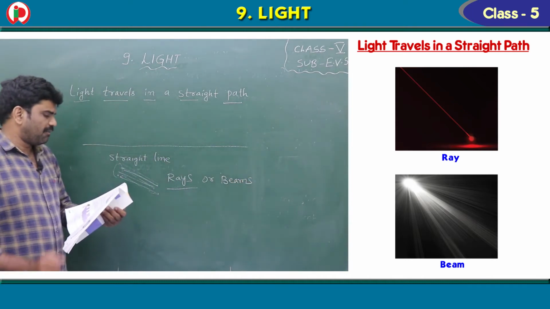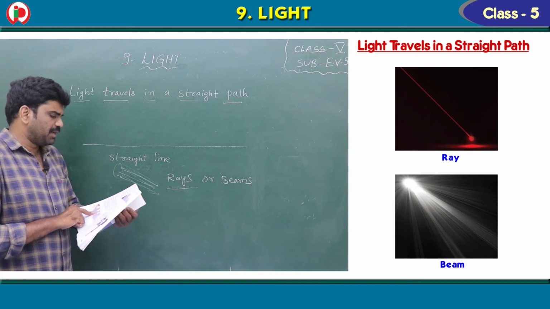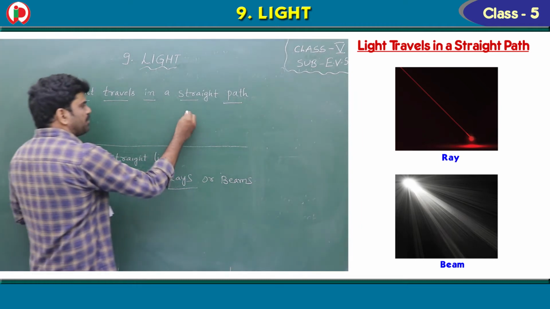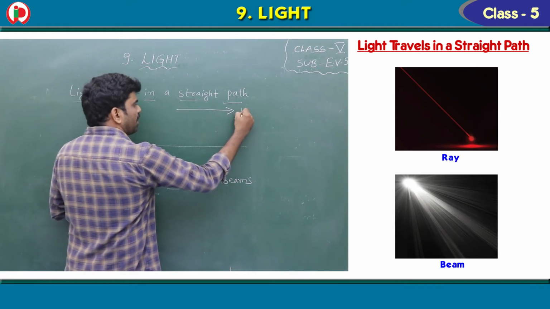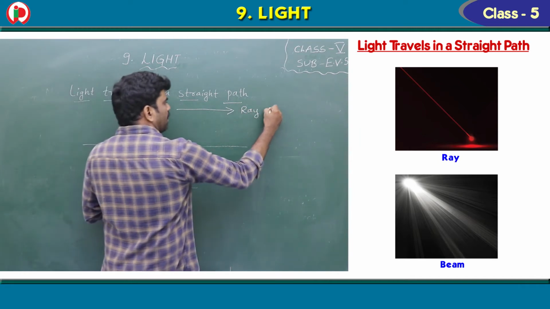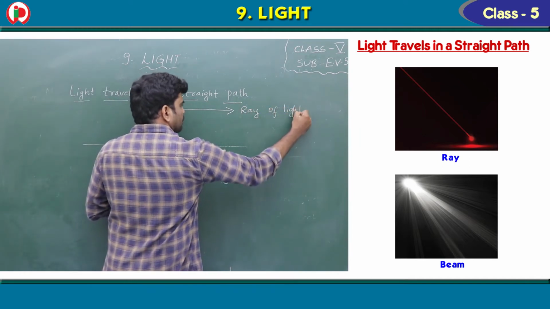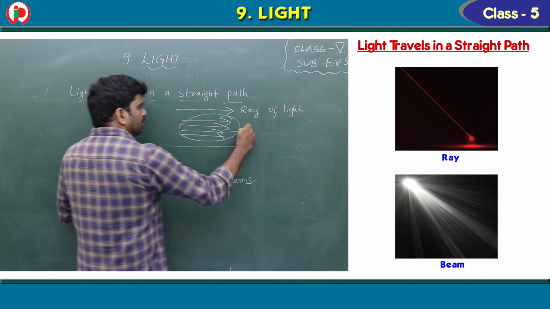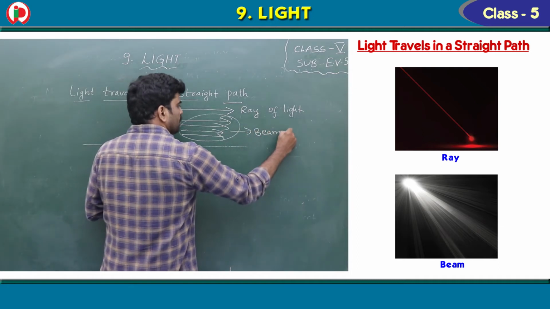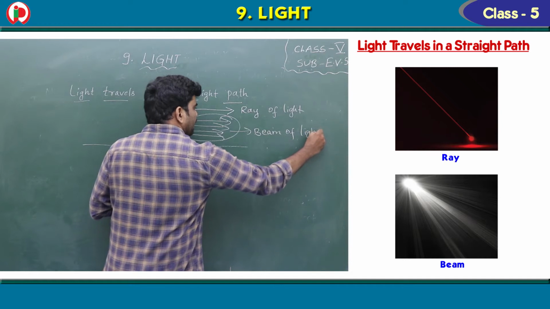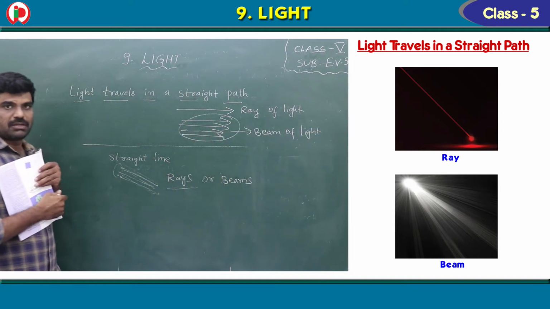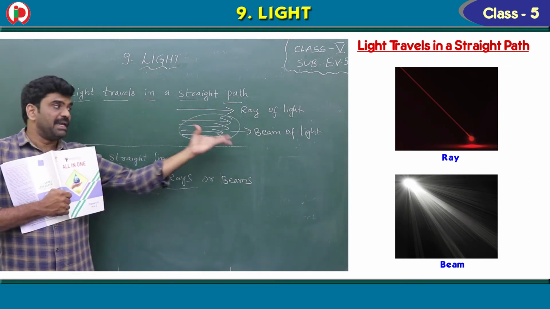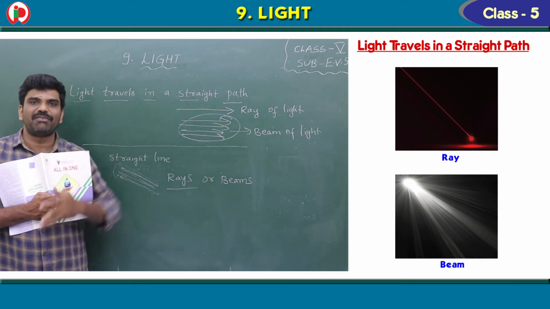Next one, a ray of light is represented by an arrow, whereas a beam is represented by a group of arrows. So this is a ray of light. Whereas the beam, so this is a beam, a group of arrows. A ray of light is represented by a single arrow. A beam is represented by a group of arrows.